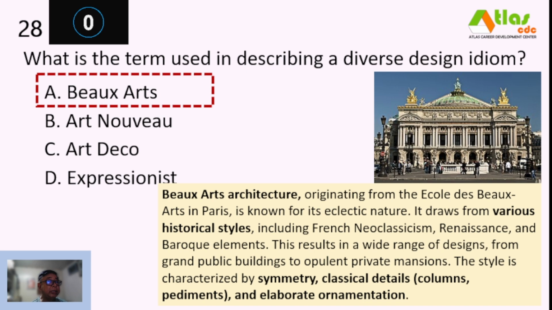So Beaux Arts architecture, originating from the École des Beaux-Arts in Paris, is known for its eclectic nature. It draws from various historical styles, including French neoclassicism, Renaissance, and Baroque elements. This results in a wide range of designs, from grand public buildings to opulent private mansions. The style is characterized by symmetry, classical details, columns, pediments, and elaborate ornamentation. So this is the Palais Garnier, which was designed by architect Charles Garnier.